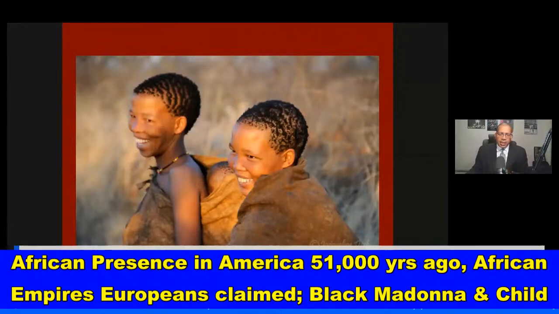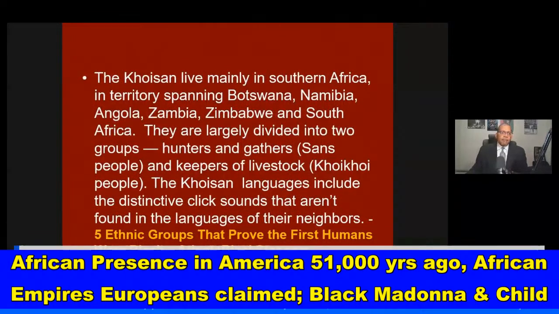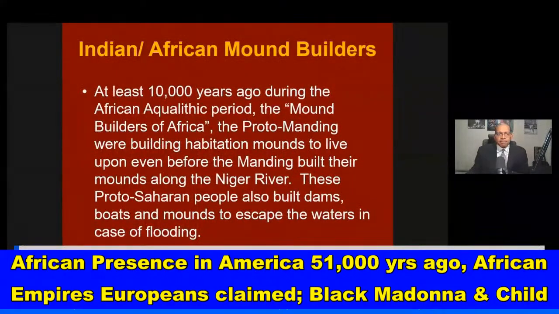Now, here are a couple of Khoisan sisters, also a couple of Khoisan African women. Now, the Khoisan live mainly in southern Africa in territories spanning Botswana, Namibia, Angola, Zambia, Zimbabwe, and South Africa. They are largely divided into two groups: hunters and gatherers, known as the San people, and keepers of the livestock, known as the Khoi Khoi. The Khoisan languages include the distinctive click sounds that aren't found in the languages of their neighbors. There's a good article from AtlantaBlackStar.com called 5 Ethnic Groups That Prove the First Humans Were Black.